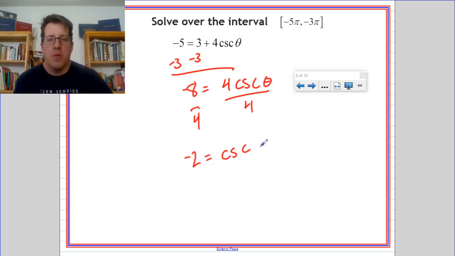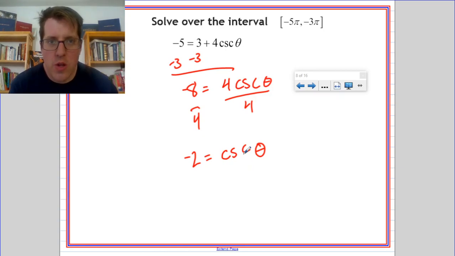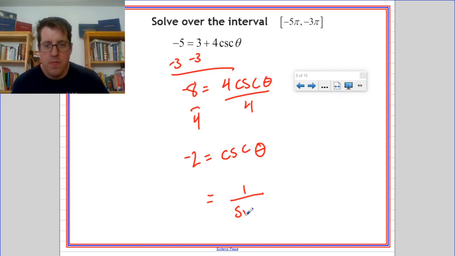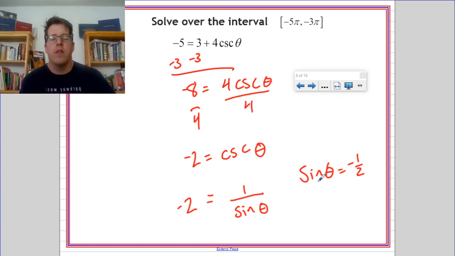Now, we've reached a point where we may not know what to do because we don't know the domain and range for the cosecant yet. So what we're going to do is use the reciprocal identities, and transform this into something we know. So the cosecant is the reciprocal of the sine. Then by cross multiplication, that means the sine of theta equals negative 1/2. Now there are a lot of different ways that you could have gone about that, but that's kind of how I would look at it.